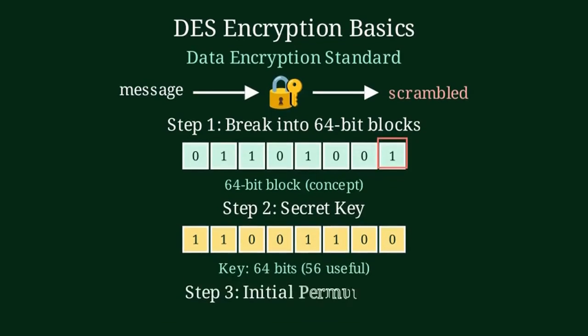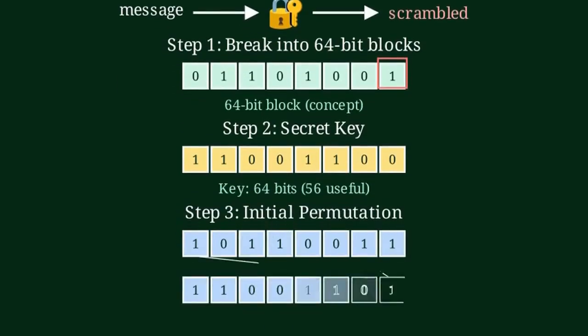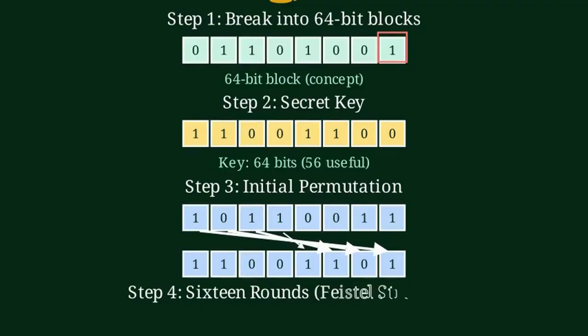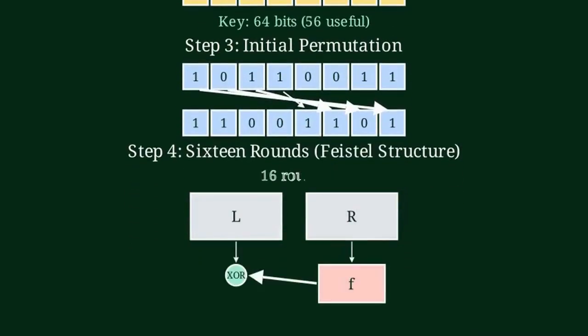Step 3 is the initial permutation. This just shuffles the bit positions. The bits do not change, only their locations. Step 4 is the main engine. There are 16 rounds. Each round splits the block into left and right halves. The right half is mixed with the key passed through S boxes, then combined with the left half using XOR, and then the halves swap.